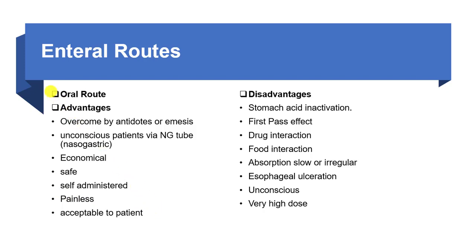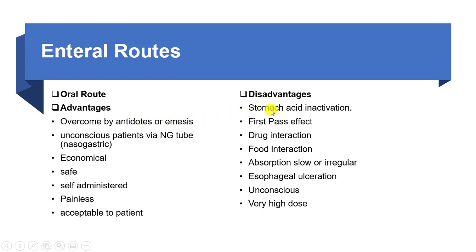So if a patient cannot take medication by himself, we can give him or her a particular treatment via the NG tube or the nasogastric tube as well, which is essentially a plastic tube inserted into the GI tract. And it can be overcome by antidotes or emesis as well. If you have a particular reaction to a drug given by the oral route, we can give an antidote or induce emesis to deactivate or negate that particular side effect.